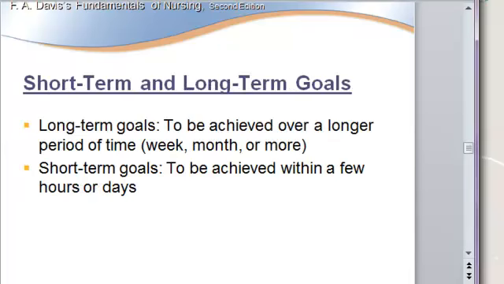So there's long-term goals and there's short-term goals. And usually long-term goals are to be achieved over a longer period of time, week, month, or more. Short-term goals are to be achieved within a few hours or a few days. It's really the short-term goals that we're looking at when you and I are doing our care on the floor. We're only there one day, so.